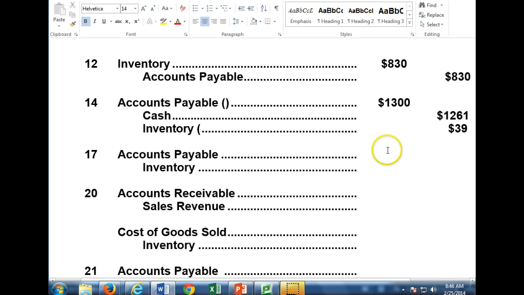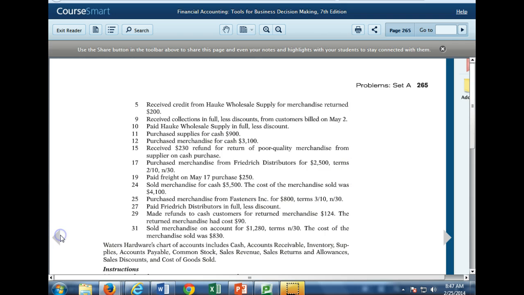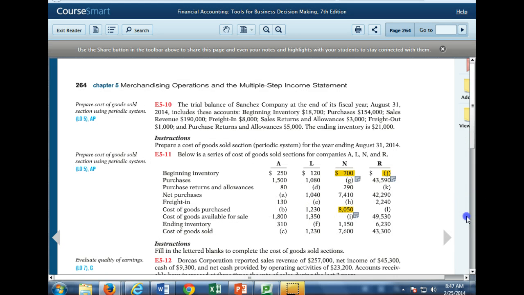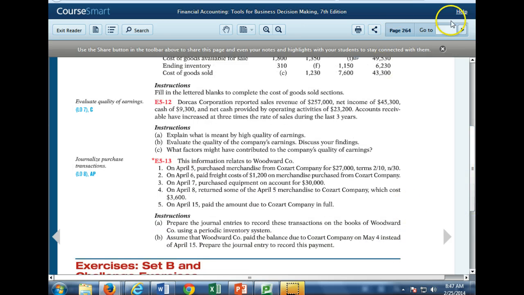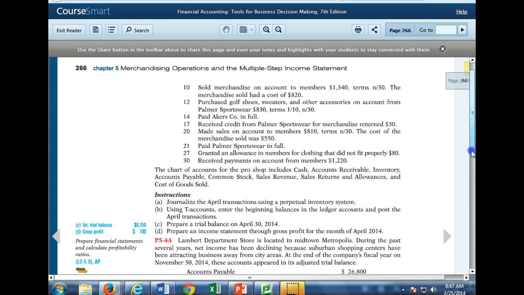So, on the 17th, what am I doing? Yeah, and ours it says receive credit from Palmer Sportswear for merchandise. Okay, I think I'm on the wrong one. I went to the wrong one. 266 is the right one. 266. Okay, just the wrong problem. Would you believe it if I told you I did it on purpose to see if you were awake? Probably not, huh?